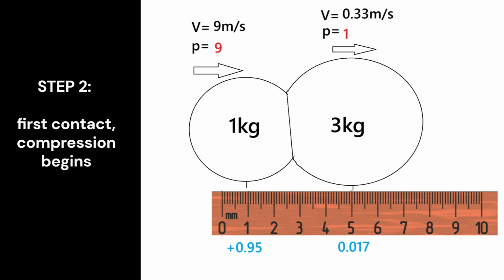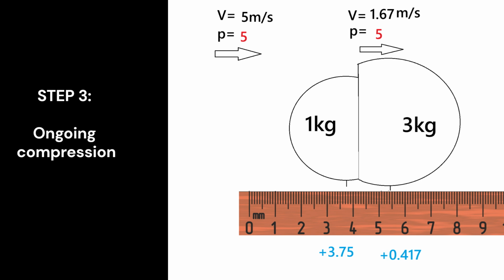Step 2. First contact, compression begins. The 1 mass touches the surface of the 3 mass, and the outermost atoms of both objects begin to interact via electromagnetic forces. The repulsion between electron clouds in the materials prevents the objects from passing through each other. The 1 mass pushes on the atoms of the 3 mass, thereby compressing the contact area slightly. At this moment, the atoms of the 1 mass are slowing down as they exert force on the atoms of the 3 mass. And so now the 3 mass starts accelerating. At this point, momentum begins transferring to the 3 mass.